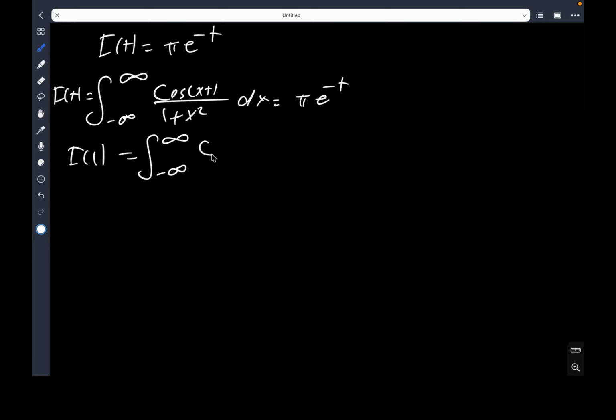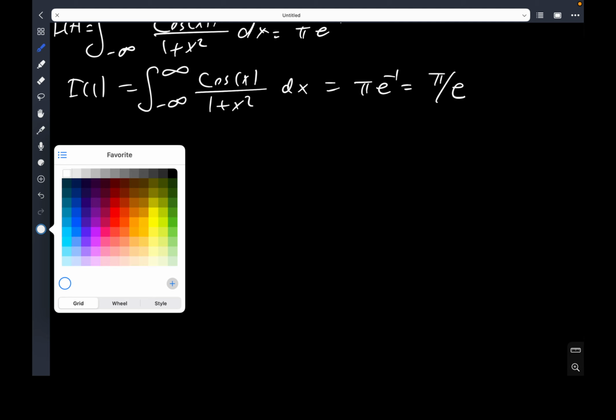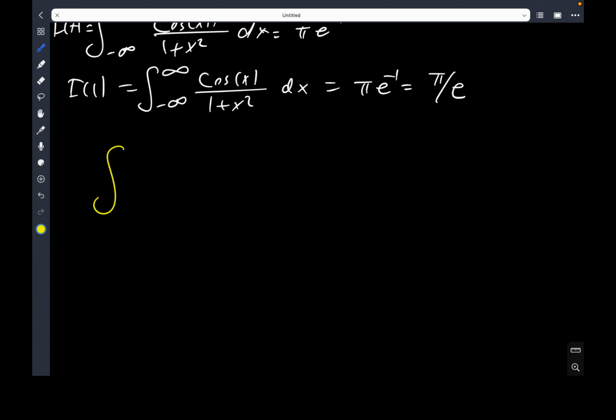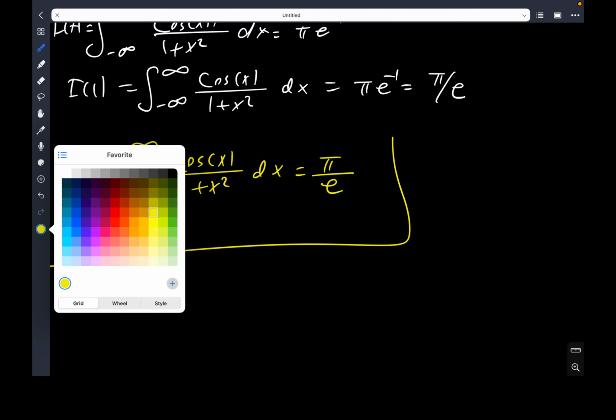Which led us to cosine x over 1 plus x squared, our initial integral. If I plug in 1 for t, I'm going to get pi times e to the negative 1, which means my integral is pi over e. Therefore, my integral from negative infinity to infinity of cosine x over 1 plus x squared dx is pi over e. And that was one hell of a work that we did here.